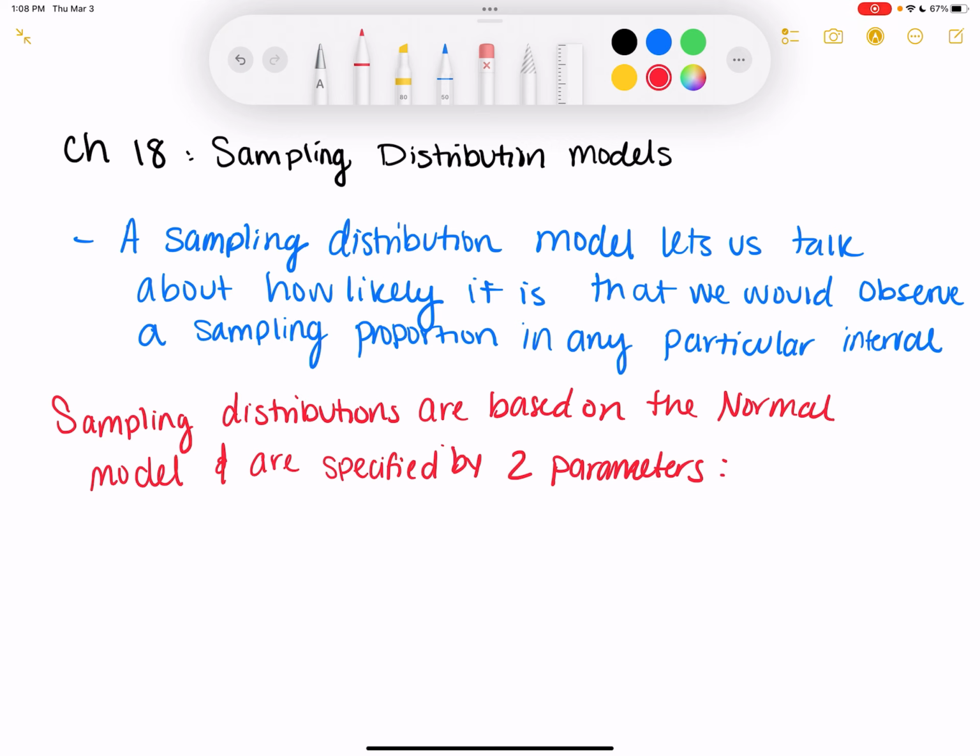That was boring. Mu is the mean. It is set at p, which is the population proportion.